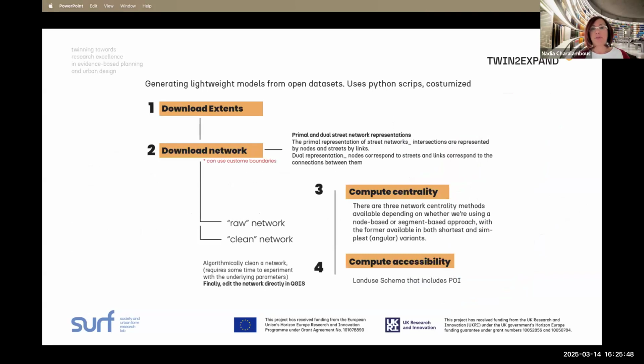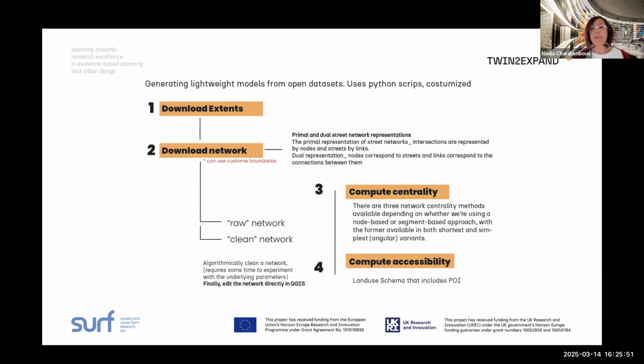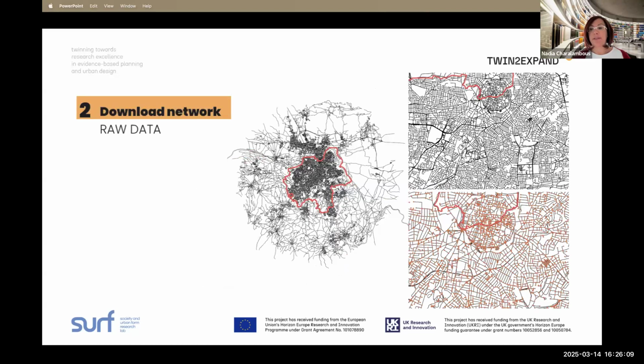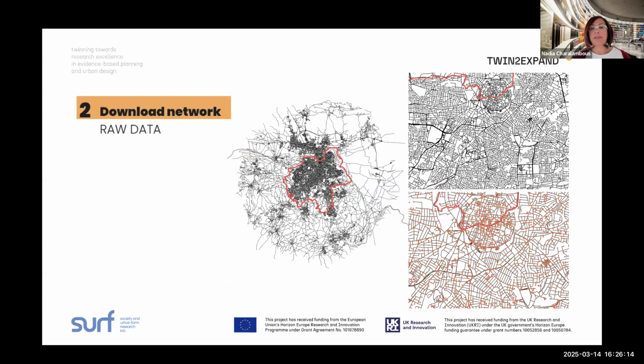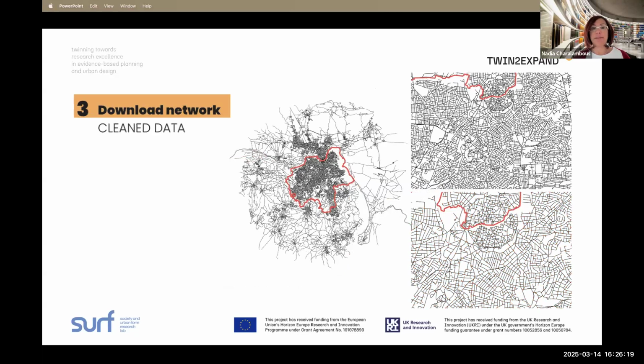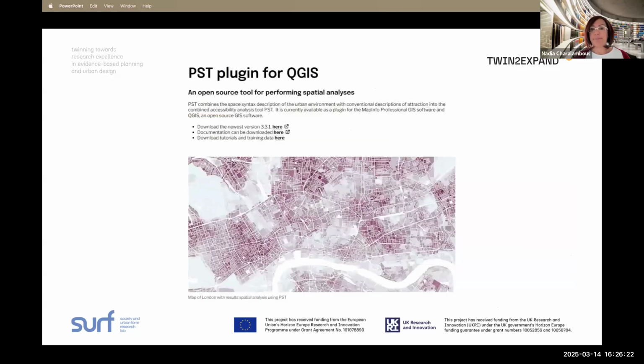So this is the process that we followed, how we generated the lightweight models from open databases. It is done in this way. The network is downloaded. First is the raw network, which is then manually cleaned, and then comes the computation of centrality and accessibility. And these are the data that we use. I use the example of Nicosia because this is what we did first. It's just an example; we did the whole of Cyprus. So you have the raw data, which is then manually cleaned, and then we use PST, place index, to start doing the analysis.